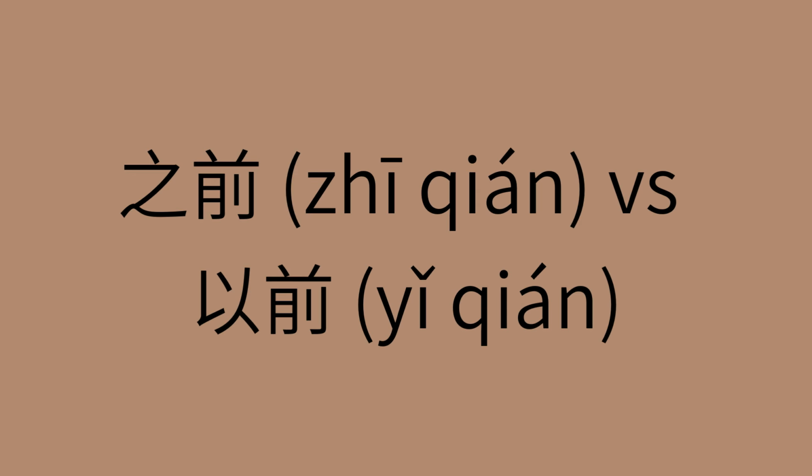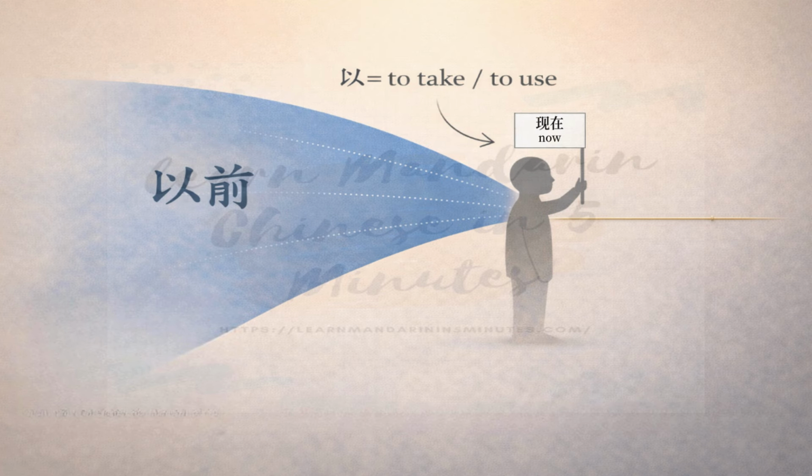This brings us to one of the most practical mysteries for learners, the difference between 之前 and 以前. Both mean before in English, but they are built on completely different logic. Your choice reveals how you conceptualize time. 以前 uses 以 which originally meant to use or to take. We did a video on 以, so if you're interested, do check it out. So 以前 means take this point as your viewpoint and look to its front, which is the past. It's about scoping out a period of time.